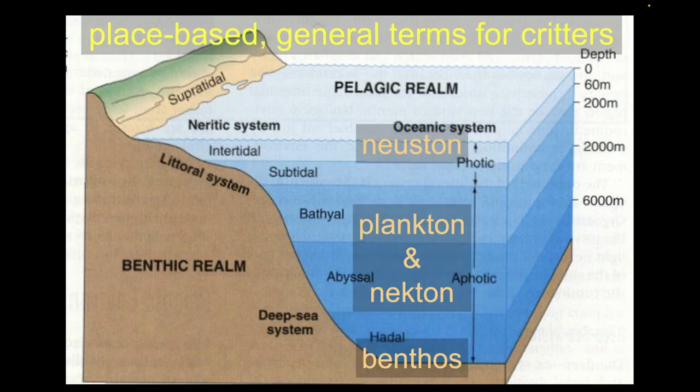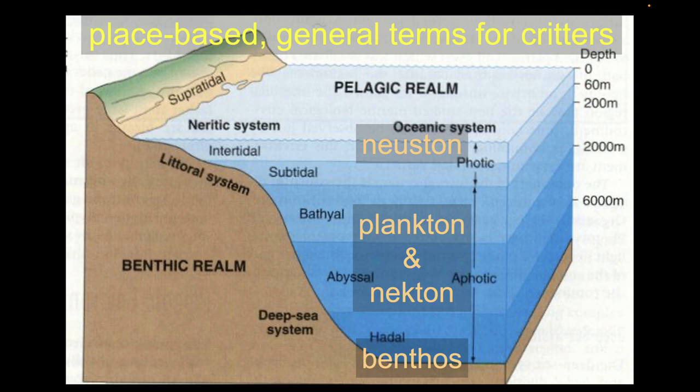For critters that live there, these are the terms we apply to the life that lives there. So things that live at or on the surface of the ocean are neustan. And so I would say that's usually the top meter, you know, 1, 2, 3 meters, something like that. So it's a really, really shallow thing. So think of by-the-wind sailors or things that are floating on the water. Little larval fish that are associated with floating sargassum patches, things like that.